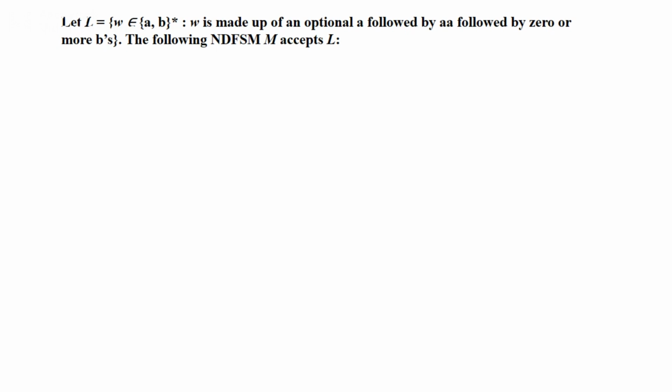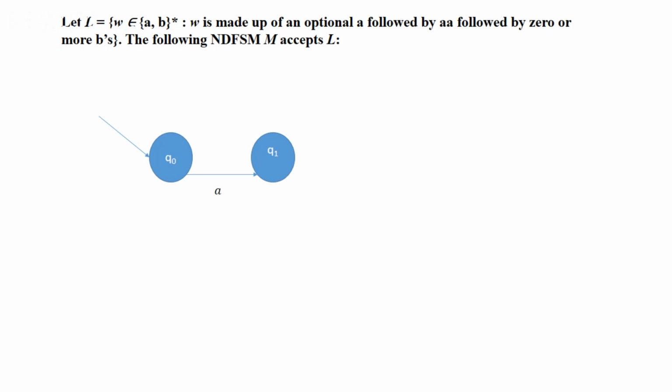Now first we need to draw an NDFSM. First we need to identify an optional a. So how do I write a state for this? Before writing the optional a, I will write for a. So to identify a, I need two states, Q0 and Q1.